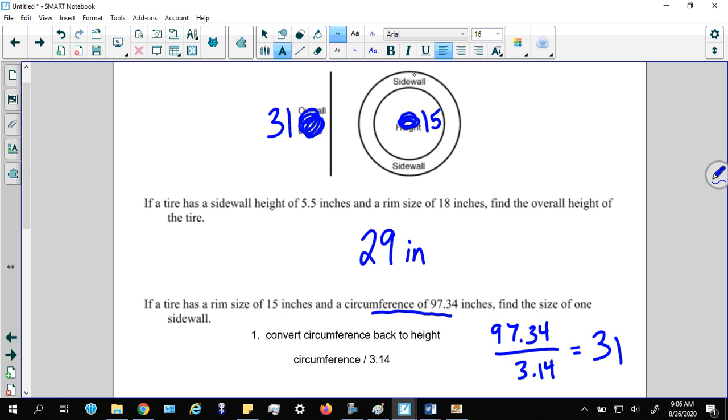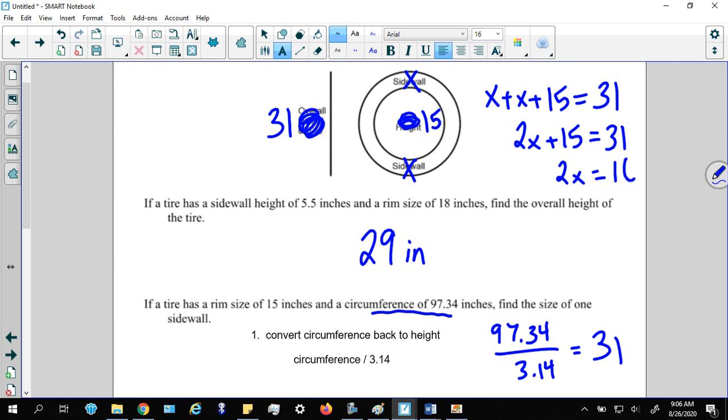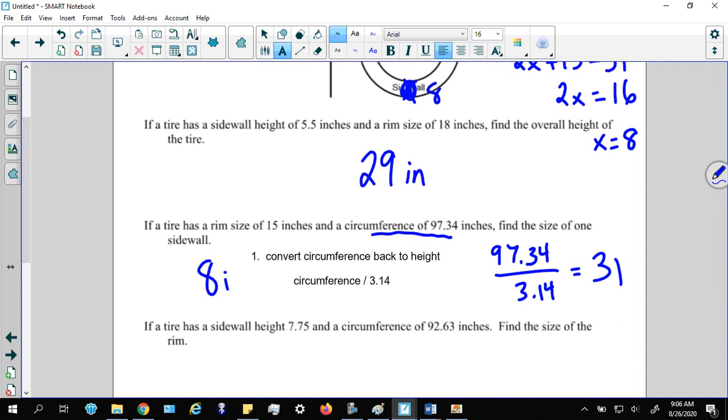So what I don't know is what the two sidewalls are. But what I do know is that these sidewalls are exactly the same. So using algebra, you could say something along the lines of x plus x plus 15 is equal to 31. Combining like terms, you get 2x plus 15 equals 31. You subtract 15, you get 2x is equal to 16. x is equal to 8. So that means these sidewalls would have to be 8 inches tall in order for the entire height to add up to 31. So you would say 8 inches.